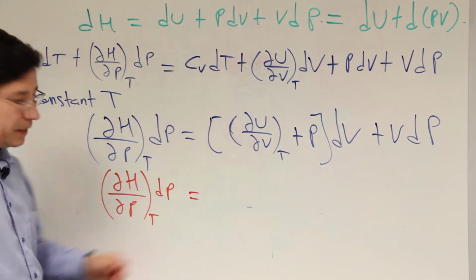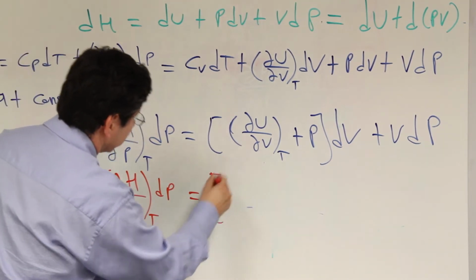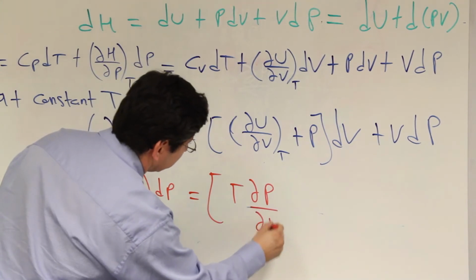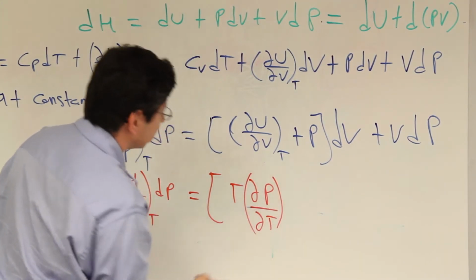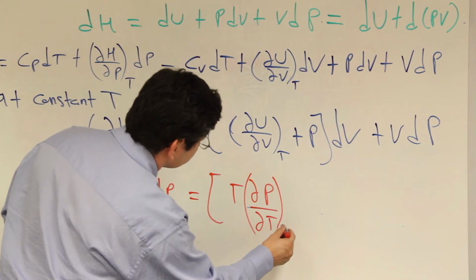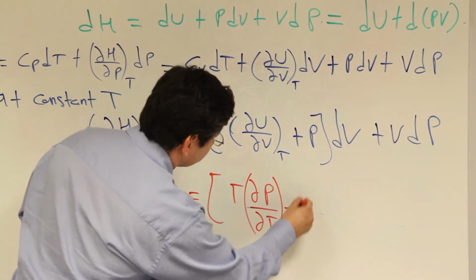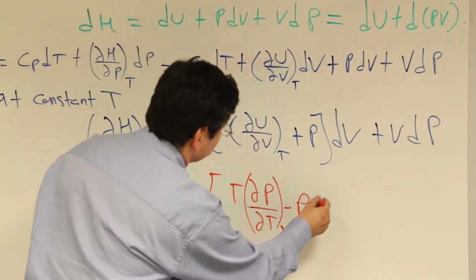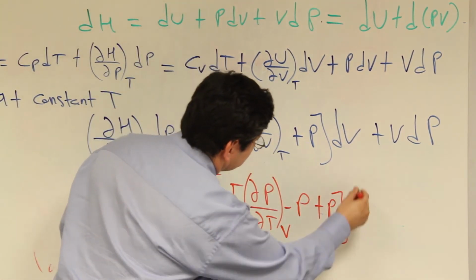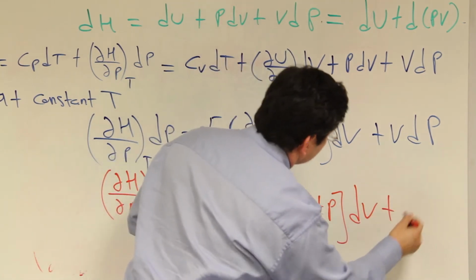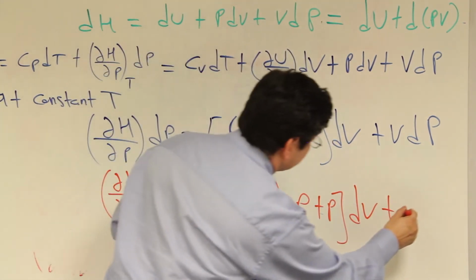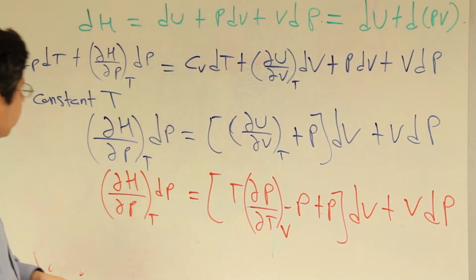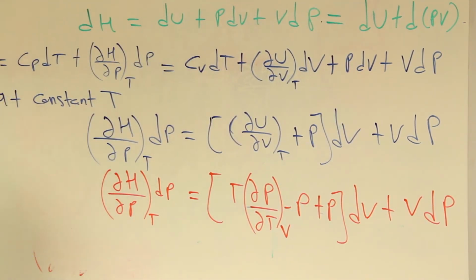Well, dU/dV, hopefully you remember, is T (∂P/∂T) at constant volume, minus P, right? And then plus P, because we have this P here, so plus P dV plus V dP. Okay, we're in there. So what's striking about this?